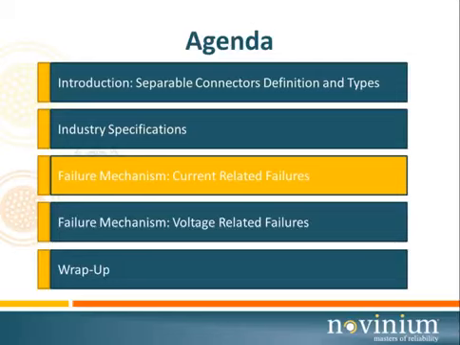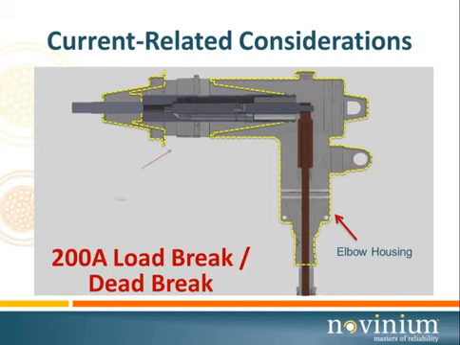We're going to look at, again, I've broken the failure mechanisms into 2 groups. The first group, we're going to look at just those mechanisms that start as a current-related mechanism. So again, let's look at the 200 amp load break and dead break connectors. We've identified the elbow housing just so that you can get your idea of where this picture is. We have the housing, we have the insert, we have the bushing well. Since we're talking about current-related phenomena, the more important things are what's on the inside.